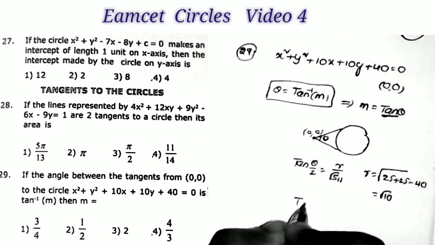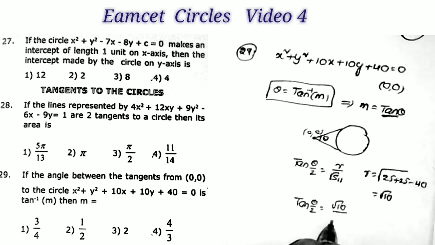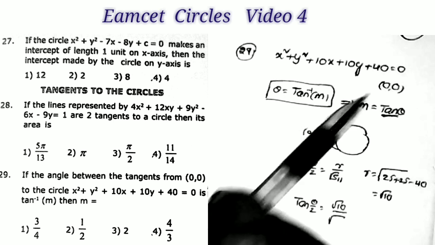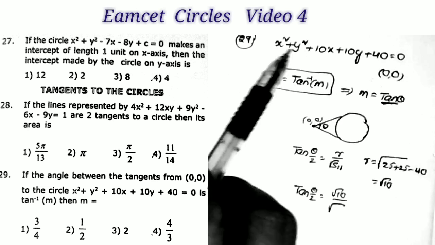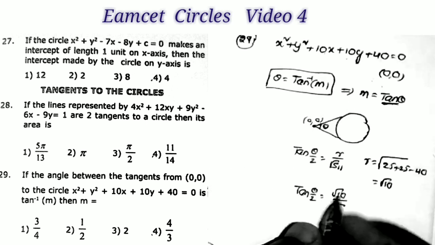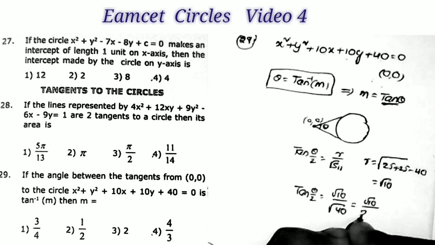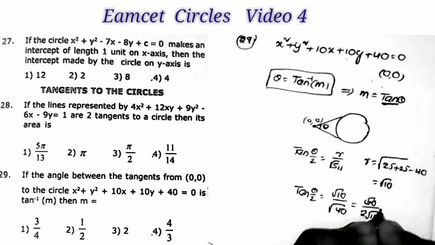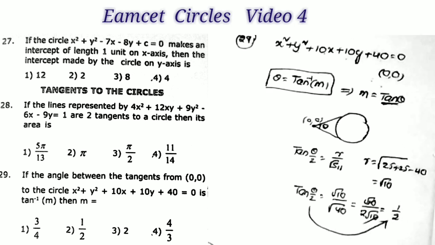Okay, that is tan theta by 2 is equal to the r value, root 10, over the root s11 value. Substituting the 0, 0 point here, that is 0 plus 0 plus 0 plus 0 plus 40, which means root 40, which is equal to root 10 by 2 root 10. Therefore, the value of tan theta by 2 is equal to 1 by 2.